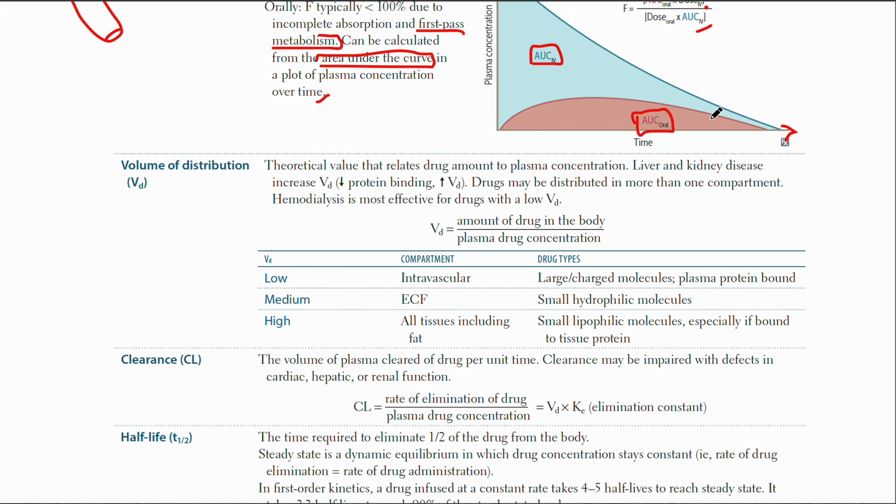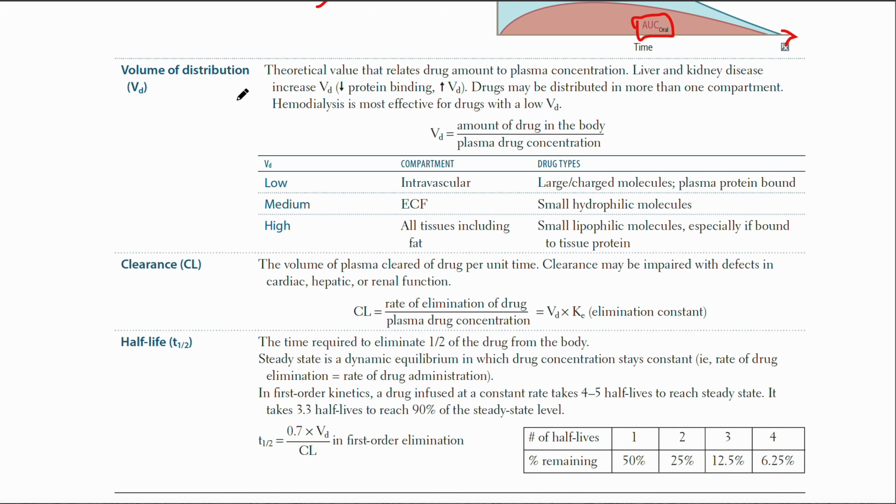So let's talk about volume of distribution. What do you understand by volume of distribution? The absorbed drug now moves through the body, right? So where is it going? Where is it staying? That is what volume of distribution is. It is a theoretical value that relates drug amount to plasma concentration, right? Liver and kidney disease increase VD, that is, decreased protein binding leads to increased VD.